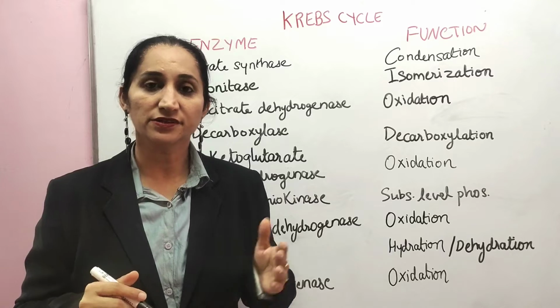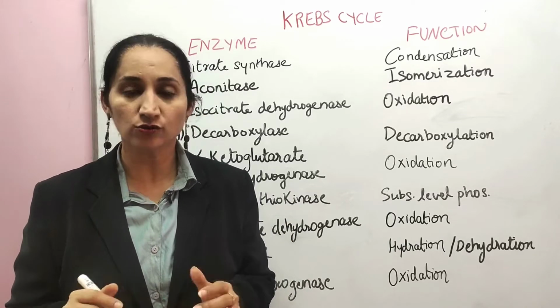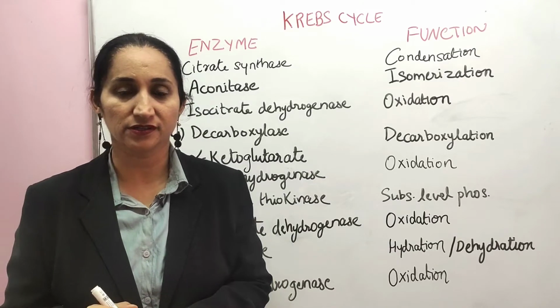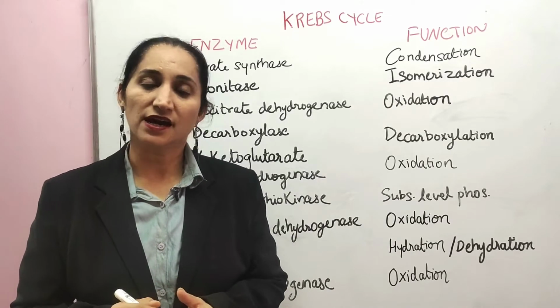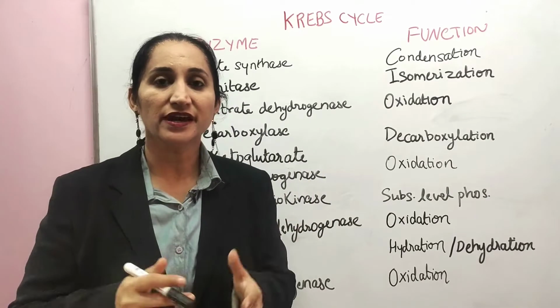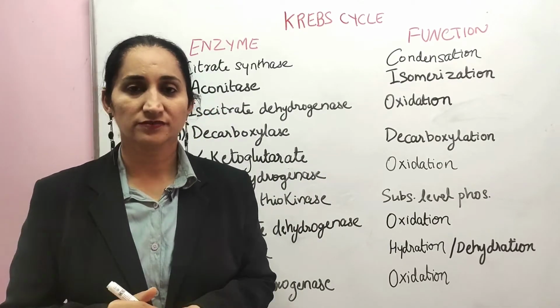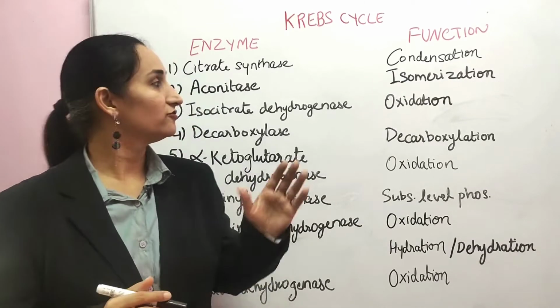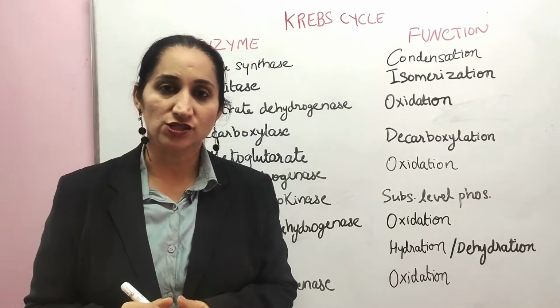In the next step, citric acid gets converted into cis-aconitic acid and then cis-aconitic acid gets converted into isocitrate. Both these reactions are catalyzed by the enzyme aconitase. Citric acid and isocitrate are isomers. So, the function of aconitase is isomerization.